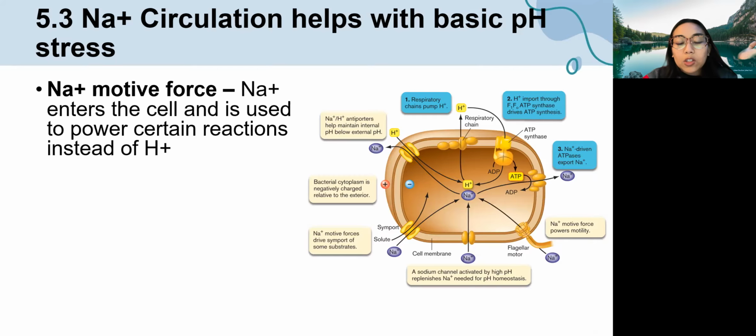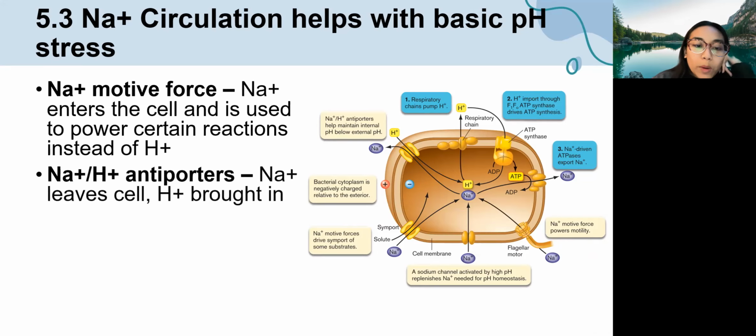Okay, but then that causes a problem because now there's a super high concentration of Na inside, right? And that's also problematic. So it also has adapted ways to get rid of that Na. One way is using the Na/H plus antiporters. And remember, an antiporter means that one goes in and the other one goes out, right?